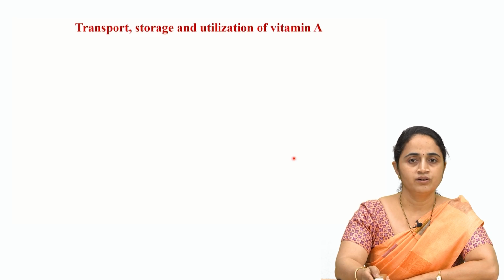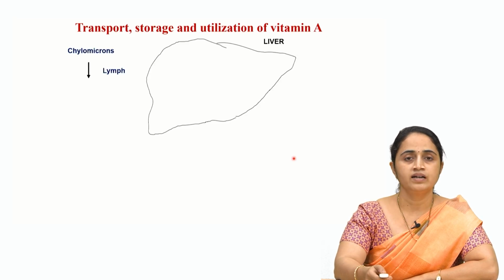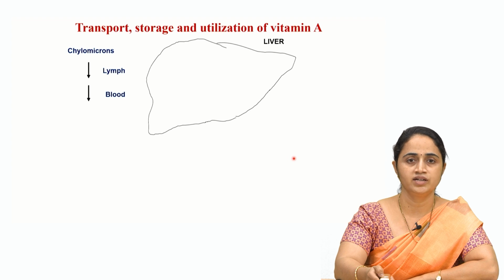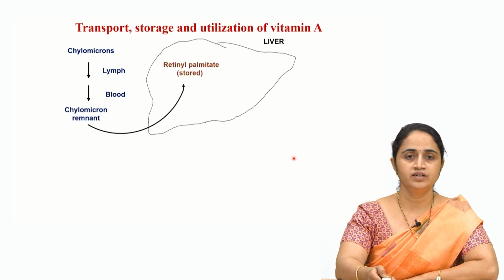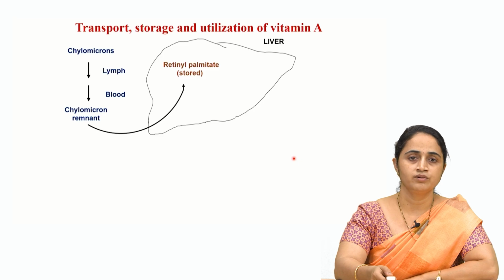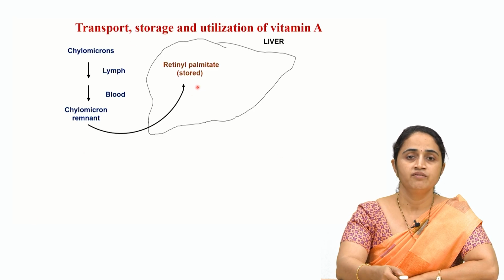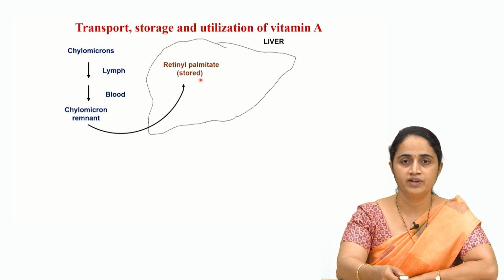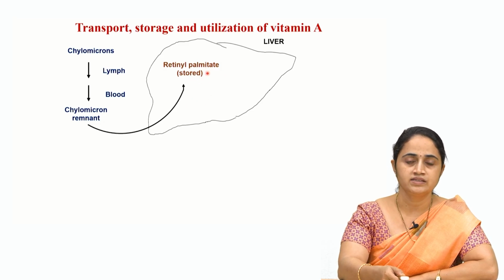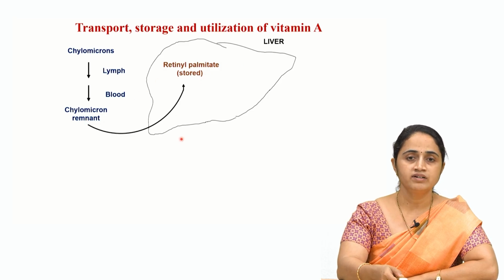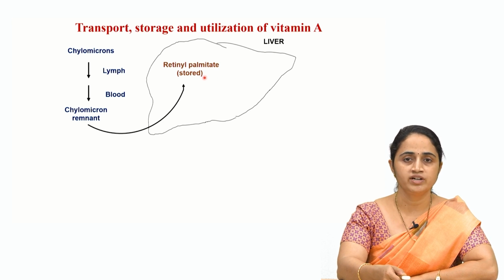Once the chylomicrons are formed, they are released into the lymphatic circulation, and through the blood they will be taken to the tissues. Once in the peripheral tissue, chylomicron metabolism is over and the lipid particles are transported to the tissues. The chylomicron remnant carrying vitamin A will be taken to the liver, where the retinyl esters, whatever we have seen in the previous slide, are stored. The liver is the largest storage organ and it stores vitamin A in the form of retinyl esters.